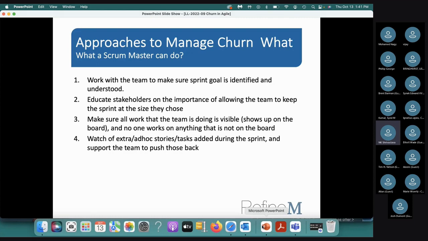Also make sure all work the team is doing is visible. This is another very important thing: everything the team is doing should be visible and show up on the board. No one works on anything that is not on the board. Because if that happens, whatever the team planned, they may not be able to finish, and that may increase the churn. So it is important to have all the work shown on the board, everything that the team does. And they should watch for extra work and push back. The main thing is that you need to keep an eye on the extra work that is coming, and everybody pushes back. So that's the common message from these three. I will pause here for a few seconds to answer if anybody has any questions.